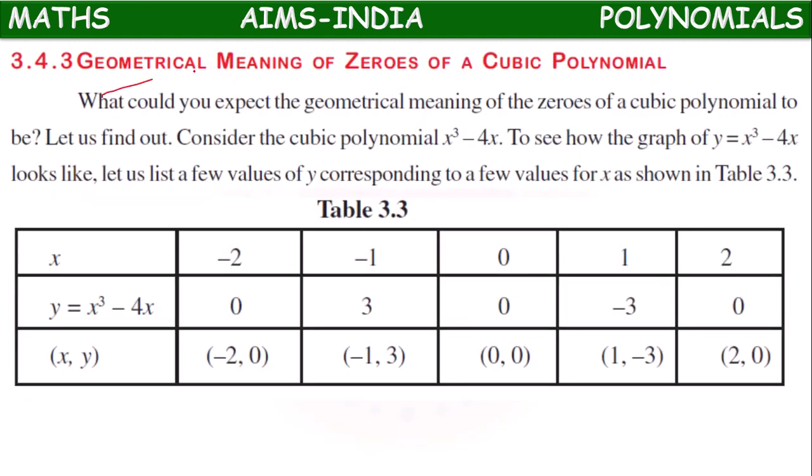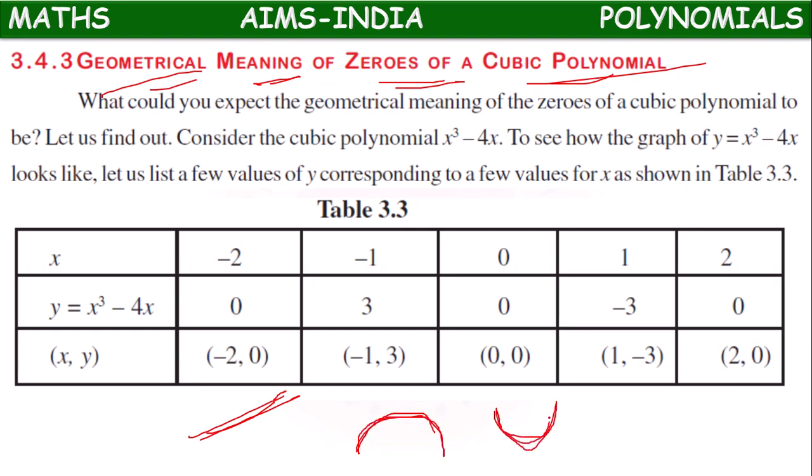Next, the geometrical meaning of zeros of a cubic polynomial. We have learnt about the linear polynomial, which is a straight line, and the quadratic polynomial, which is a parabola, either upward or downward. Now we have a cubic polynomial. So now we are going to learn the geometrical meaning of zeros of a cubic polynomial. A cubic polynomial means the highest degree will be 3.